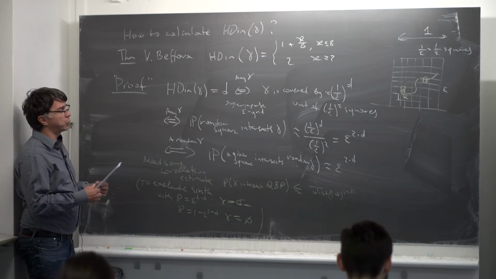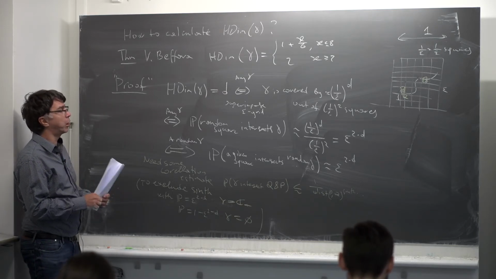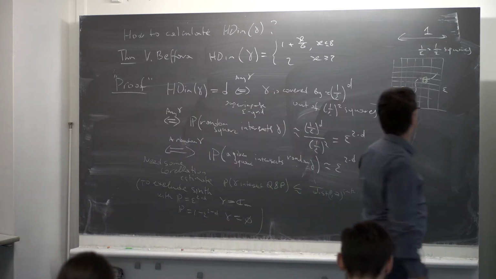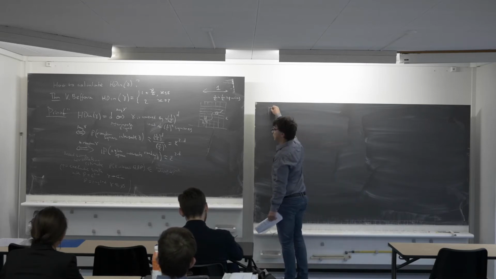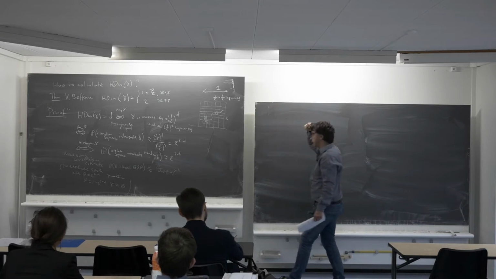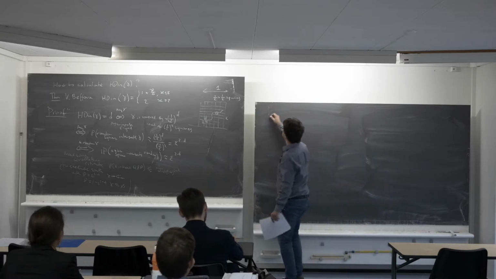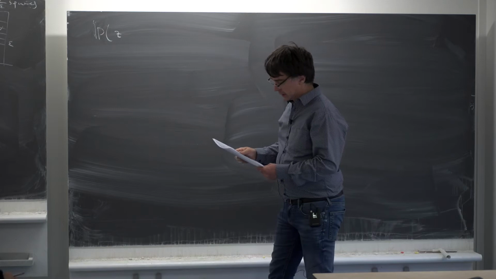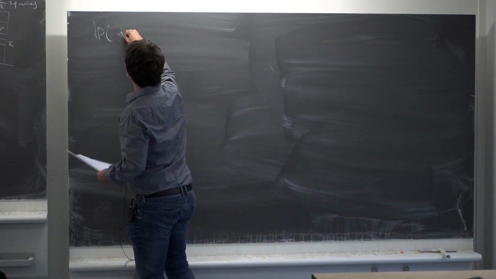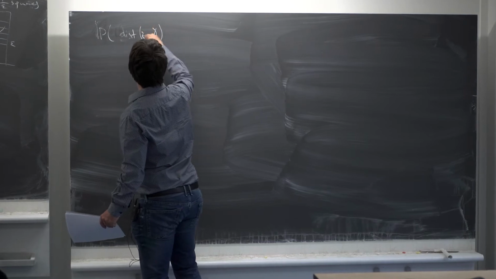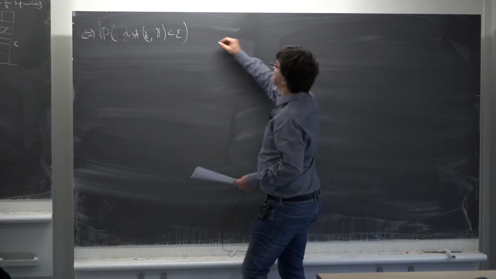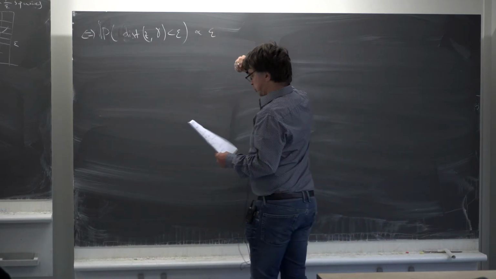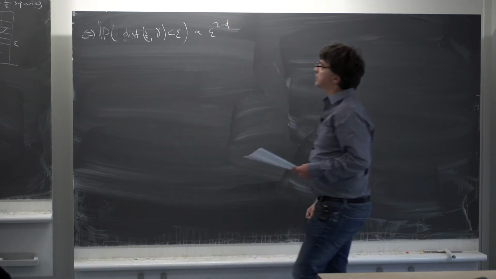So what I want to explain before we do some model is how you get this probability. What do you do for the probability that a given square intersects the SLE? Basically what we need is the probability that the distance from Z to the gamma curve is smaller than epsilon. And this probability is approximately epsilon to the power 2 minus d, where d will be the dimension.